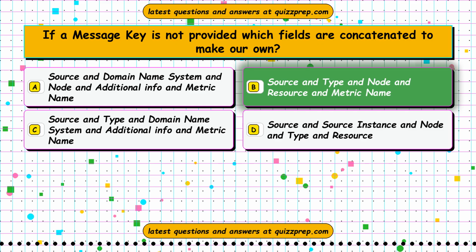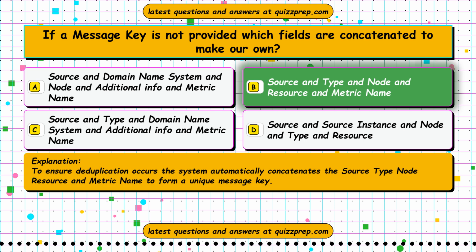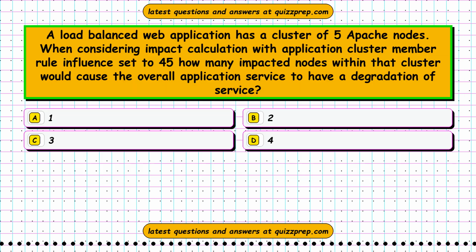The correct answer is option B, source and type and node and resource and metric name. To ensure deduplication occurs, the system automatically concatenates the source, type, node, resource, and metric name to form a unique message key. Question 69. A load-balanced web application has a cluster of 5 Apache nodes.